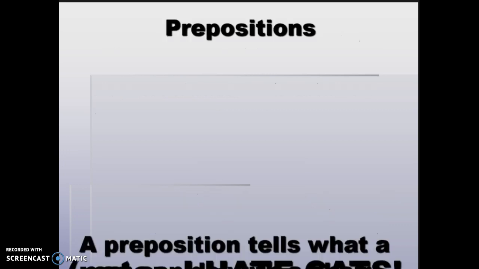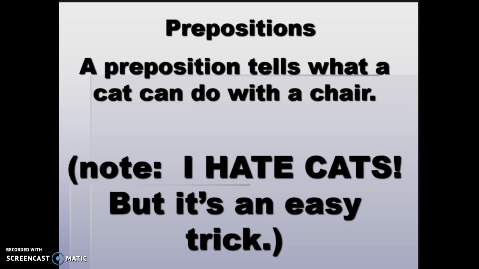Okay? Now, over the years, this is the trick that I've used to illustrate the different types of prepositions. Your teachers before may have chosen something about an airplane. I choose this example about a cat. Okay, so in general, a preposition can tell what a cat can do with a chair. And I do not like cats, but it's a really easy trick to remember. So, here's what I mean.